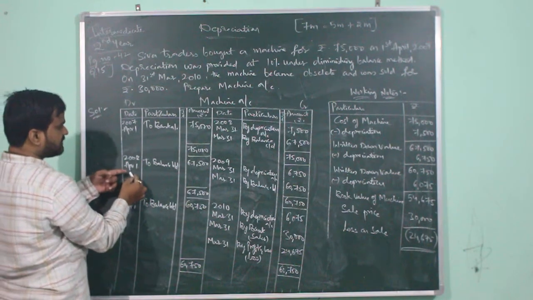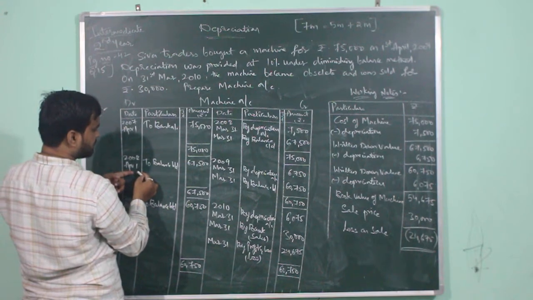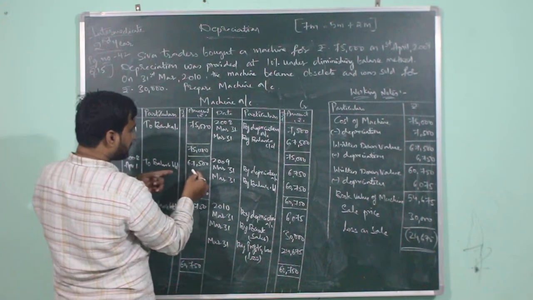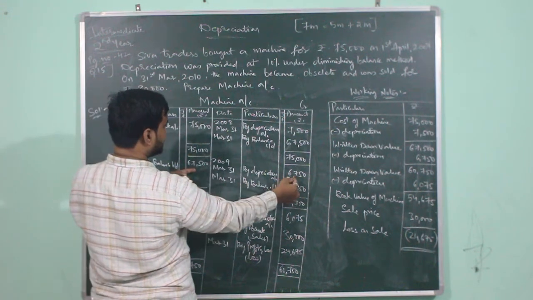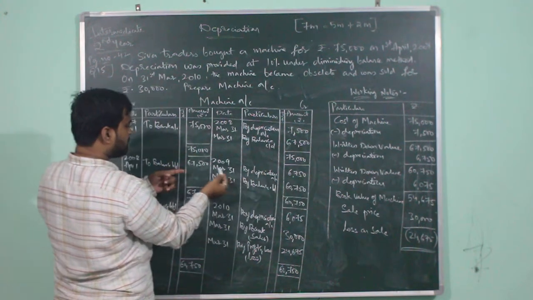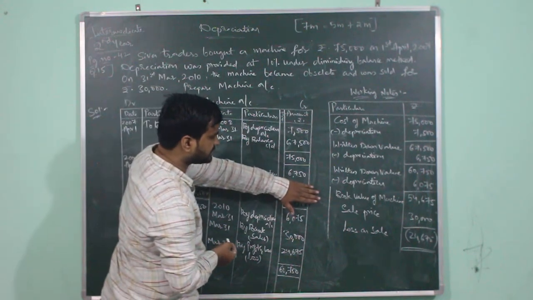This financial year will be ending on 31st March 2009. Again at the end of the second financial year we are required to provide depreciation on it. Now the depreciation of 10% will be calculated on 67,500, which works out to be 6,750. Now again we will be balancing it. Here the total will be 67,500, and here the total will be only 6,750.